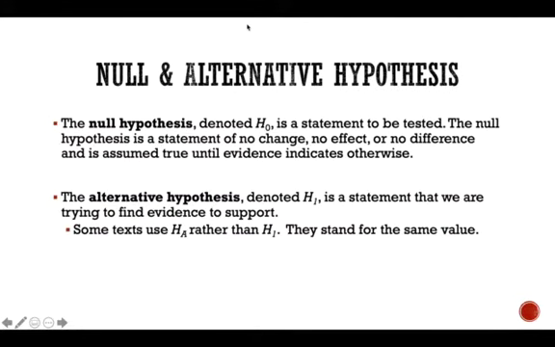So we have two hypotheses here. The first one is the null hypothesis, denoted H naught or H sub 0. This null hypothesis is a statement that we're going to be testing. The null hypothesis is always a statement of status quo or no change. Because of that, the null hypothesis is always going to be a statement of equality. So if you see the null hypothesis, this is including the equals.